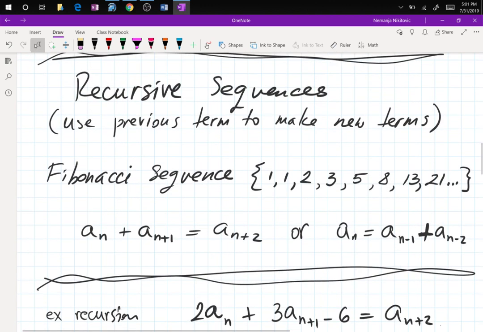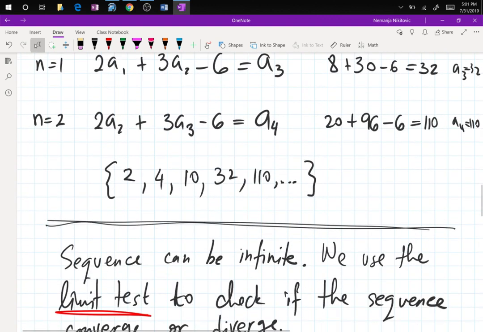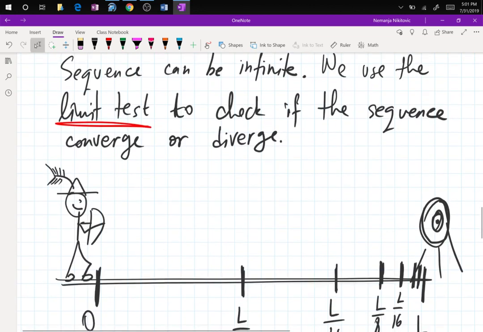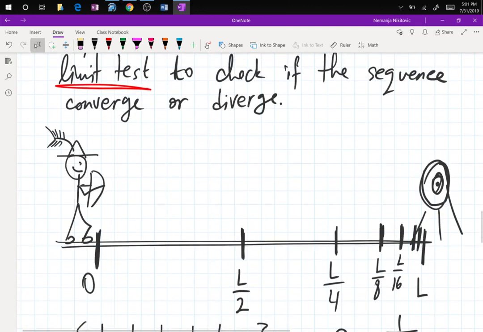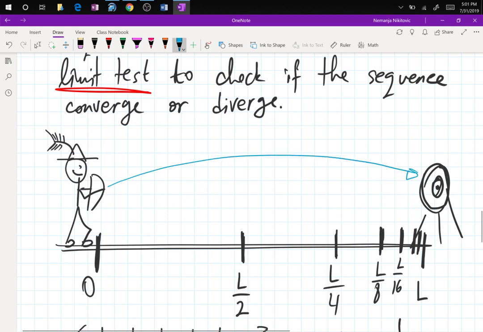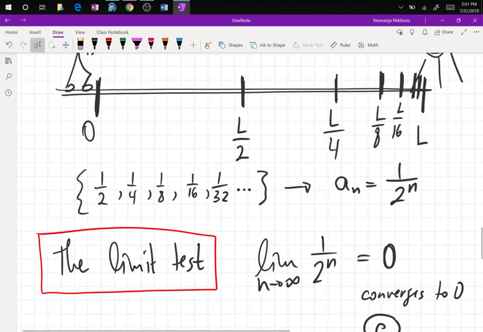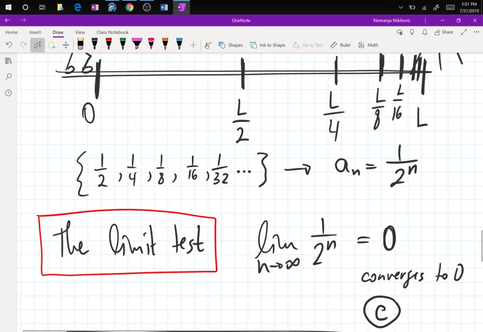We also said some sequences are recursive, which means that to generate the new term, it depends on the previous term, or two terms, or a couple of previous terms. We talked about Zeno's paradox of the archer that shoots the arrow, right? And we talked about there's always a halfway missing till you hit the target, and we used it to explain what we call the limit test for sequences. And we see that sequences either converge or diverge depending on the answer you get in the limit.